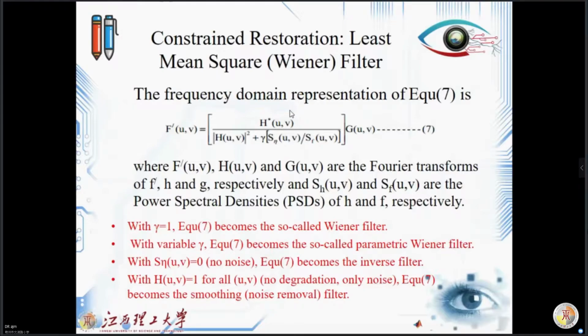If S_eta(U,V) is equal to 0, meaning there is no noise in my system, then equation 7 becomes the inverse filter. And if H(U,V) is equal to 1 for all U and V, meaning no degradation and only noise, then equation 7 becomes the smoothing or noise removal filter.